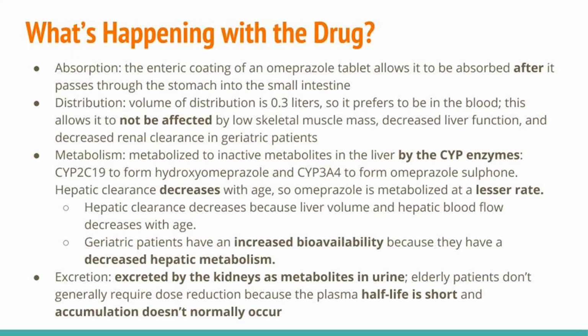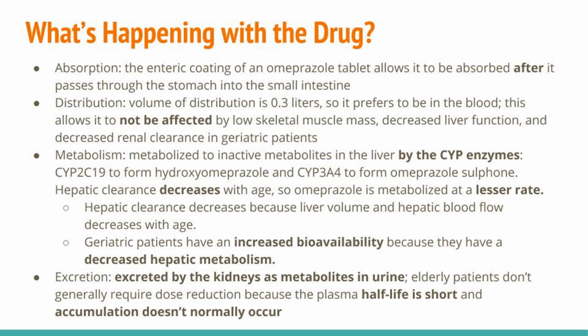In geriatric pharmacology, it is common for there to be an increased or decreased effect on absorption, distribution, metabolism, and excretion of the drug. For the drug omeprazole, it was determined that geriatric patients have increased bioavailability. This increase in bioavailability is because elderly patients tend to have decreased hepatic metabolism, so the drug has time to be absorbed. Normal range for volume of distribution is around 0.3 liters. This allows for volume of distribution to not be affected by low skeletal muscle mass, decreased liver function, and decreased renal clearance in geriatric patients.